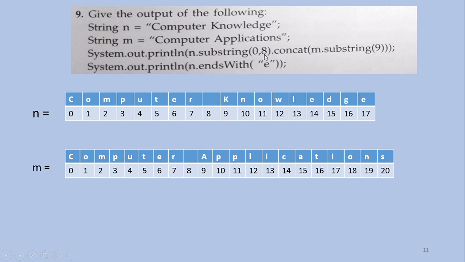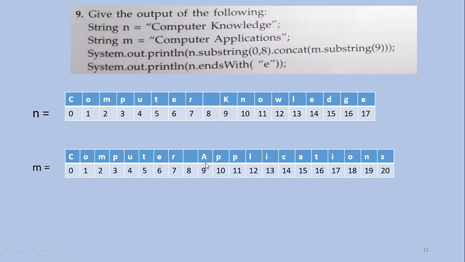Right. So what will happen? You will have 0 and till 7. So from 0 you take and you put till 7. That is 0 to 7, computer. Then you are concatenating with M.substring(9). What is M? M you have this one. Where is my 9?